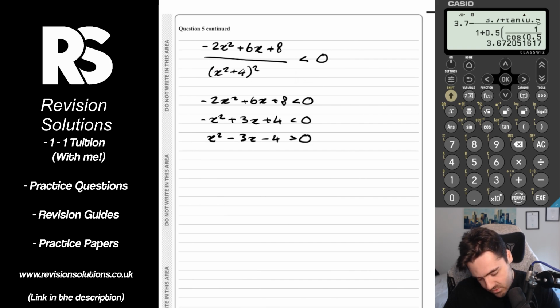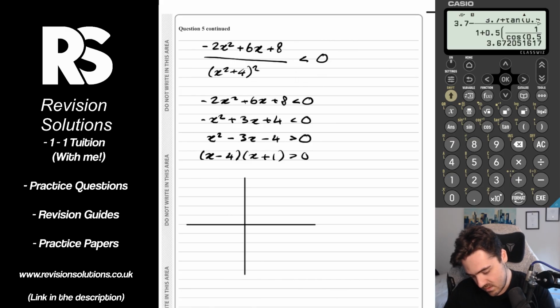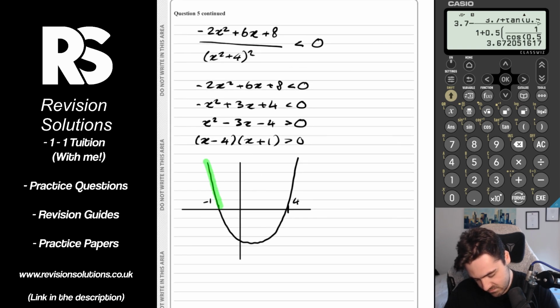And then that quadratic, we can actually factorize fairly simply, can't we? That's just x minus 4 times x plus 1. And then I'll always draw a little picture just to make sure I don't make a silly mistake. So this quadratic is going to have a root at 4 and minus 1. And then we're interested where it's greater than 0. So we're interested in this section of the graph, or all the x values less than minus 1, and all this section where all the x values are greater than 4.